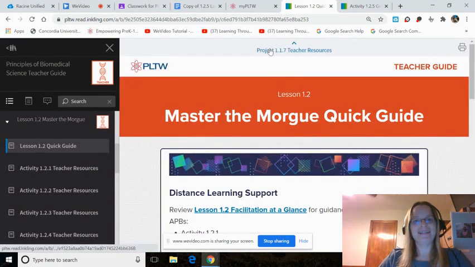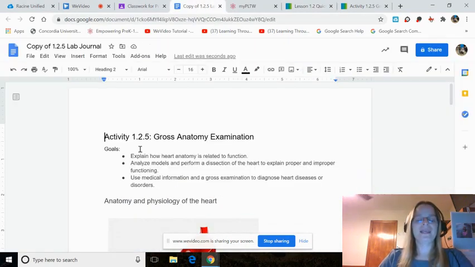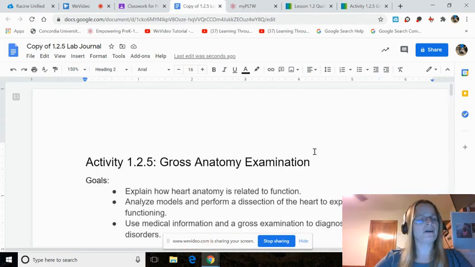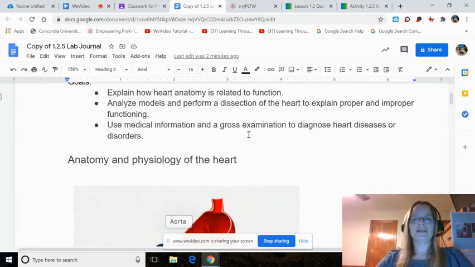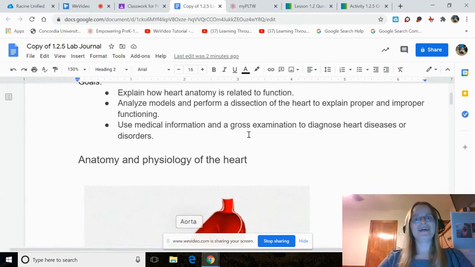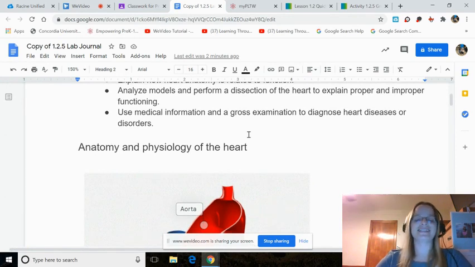So I'm doing that. Let's go here and look at our goals. Let me make this bigger because I've noticed that it's kind of hard to read. So our goals: explain heart anatomy and function, analyze models, and perform a dissection. We will do that when we come back face to face, but we get to watch a video of somebody performing a dissection. Sad face. And use medical information in a gross examination to diagnose heart disease or disorders. Fun, right? Oh, it is and it isn't.